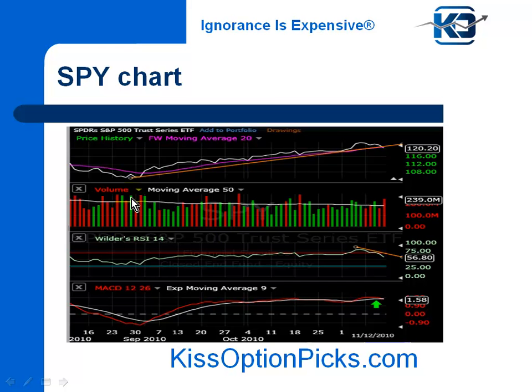In the middle we have the volume, and you can see the white line, which is basically the 50-day moving average for the volume, and if you notice, it's sloping slightly down. In other words, the trend of it is slightly down, not by much, but slightly down.